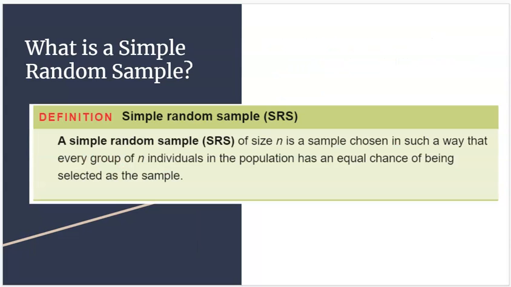Here's the definition. A simple random sample, or SRS, I'm not going to be calling it that, but you can always use the abbreviation SRS, of size n is a sample chosen in such a way that every group of n individuals in the population has an equal chance of being selected as the sample.